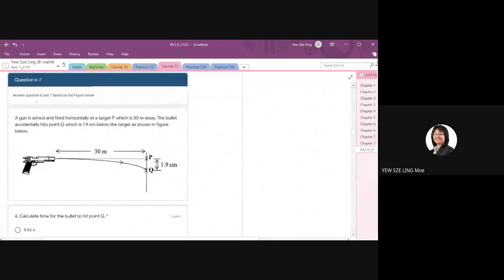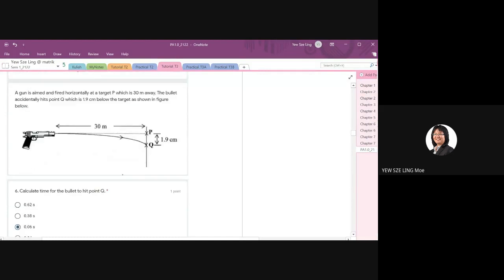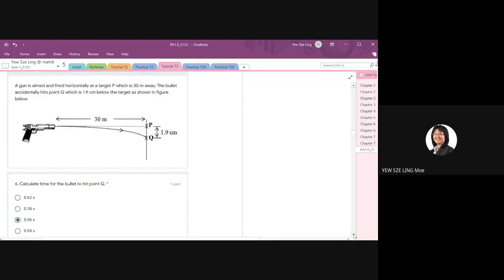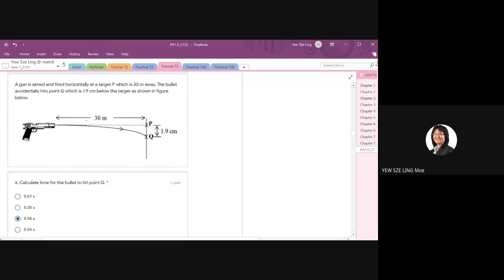Questions 6 and 7 are based on the figure below. So this figure itself, you can use it to answer 2 questions. A gun is aimed and fired horizontally at the target P, which is 30 meters away. So this 30 meter is actually your SX. The bullet accidentally hits point Q, which is 1.9 cm below the target as shown in the figure below. So this is your SY.